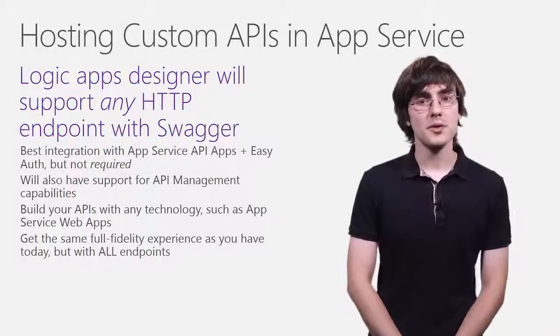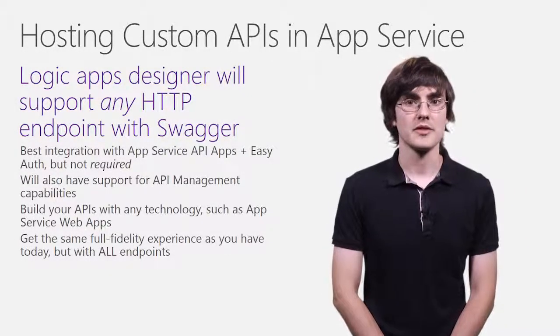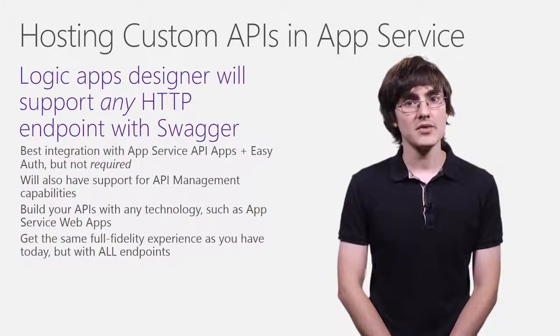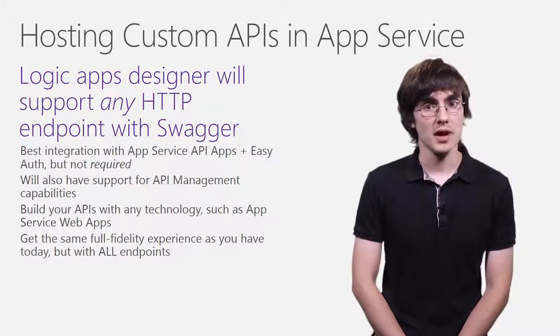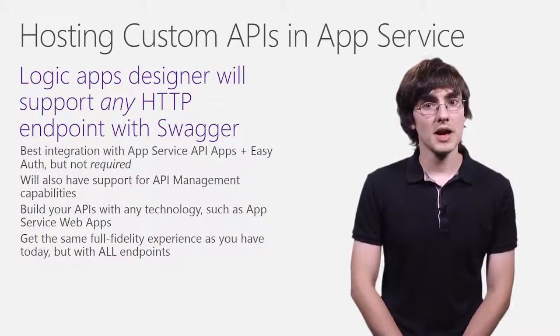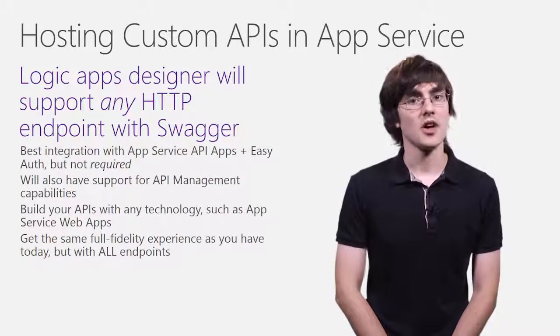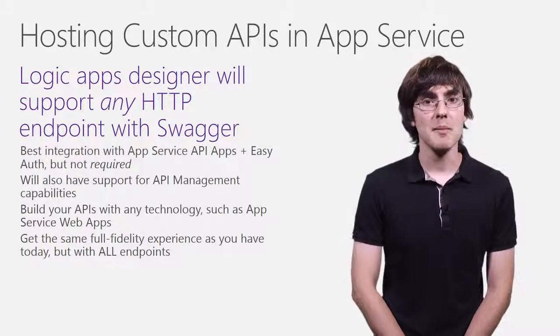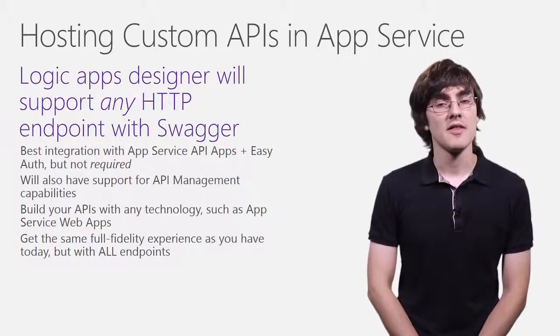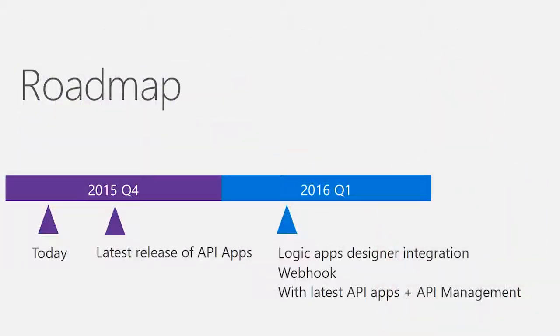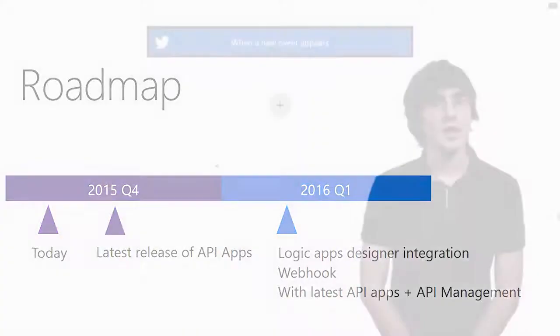Second, you may have heard about the improvements for hosting APIs in App Service. The Logic Apps Designer will be adding support for any API endpoints that have Swagger. This means you can build your web APIs with any technology, but of course it's best with App Service API apps and EasyAuth. We will also be adding API management capabilities for the APIs that you use from Logic Apps. We will be releasing the latest version of API apps this quarter, and then coming in early 2016, we'll have the new features that I just talked about, including the ability to use the Logic App Designer with them.